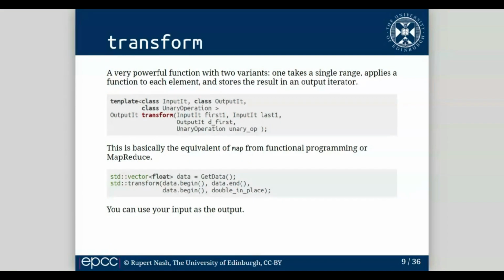Transform can be very powerful. Take a simple case where you take a single range, apply the function to each element, and store the result in an output. Here you're providing the input iterators: data.begin at the beginning and data.end at the last element. And then you can also provide an output iterator, the destination location. It assumes that what you're providing is the output.